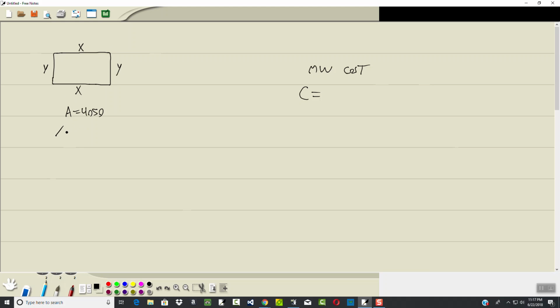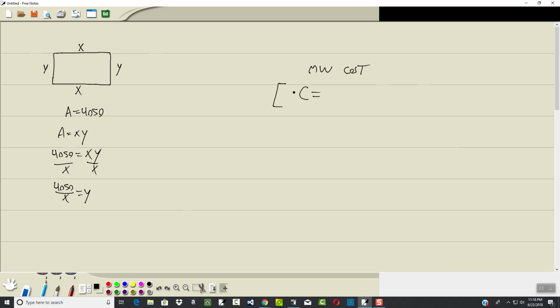Let me do that over. We got A is equal to xy. Well, we know this is 4,050 equals xy. But over here, we're only going to need one variable, and we'll work with x. So in this case, I want to solve this for y. So I divide both sides by x, and we get y is equal to 4,050 over x.